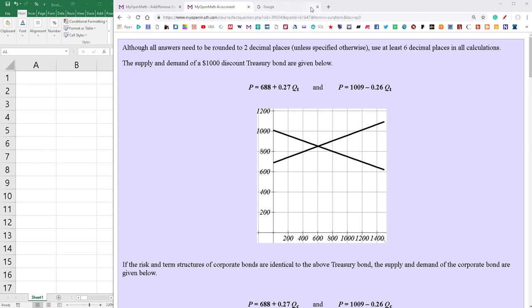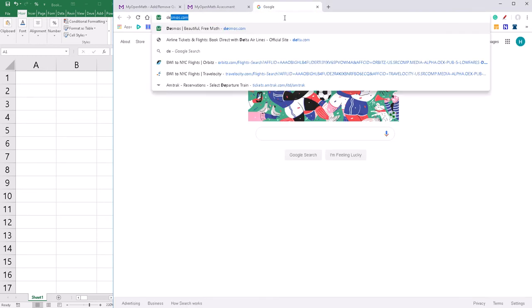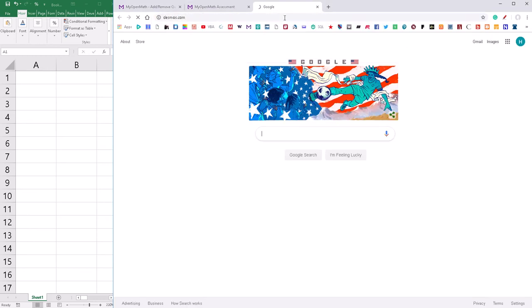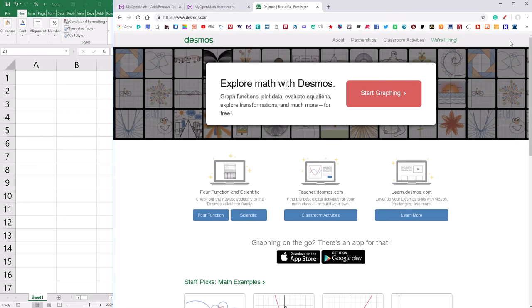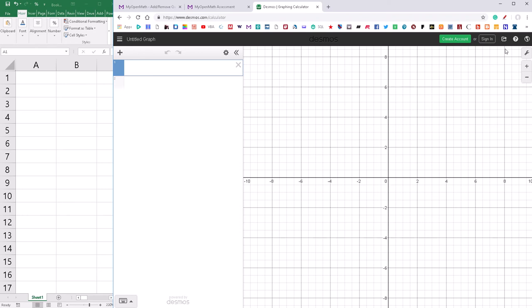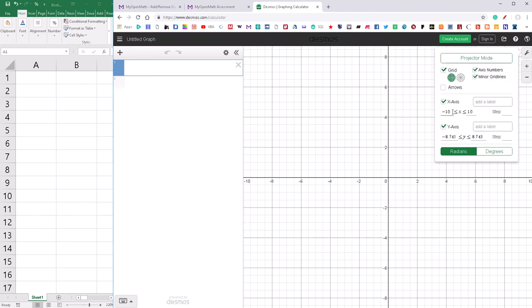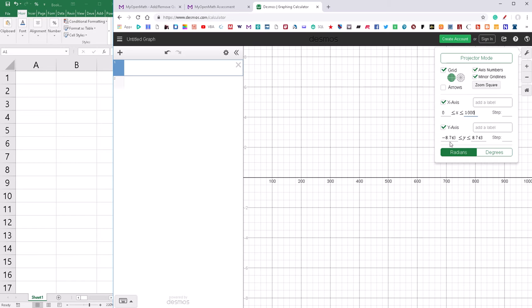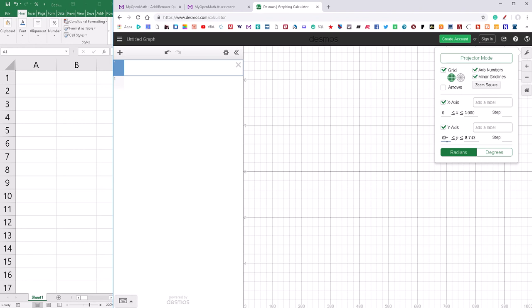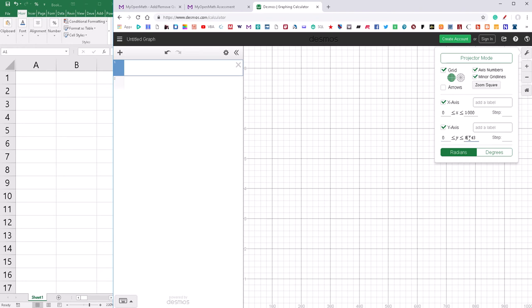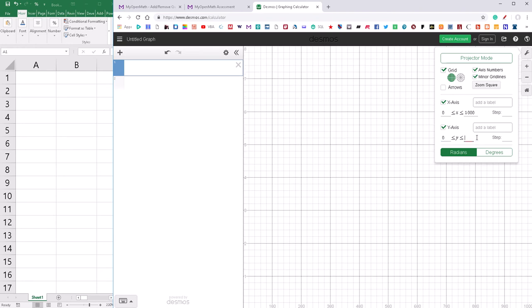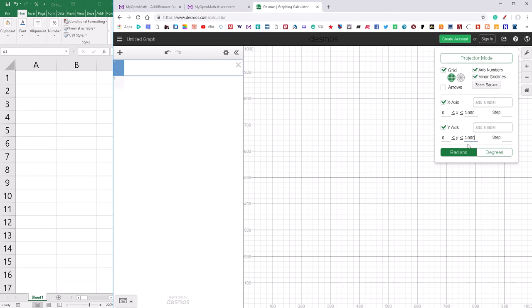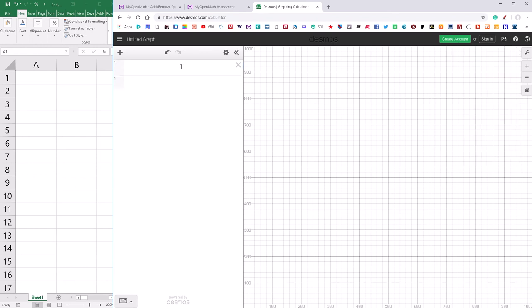Okay, so I'm going to open up my Desmos calculator and set my range. I think we'll set X at 100 for now, and set Y at 100, and see if that works. We can always fix it later.